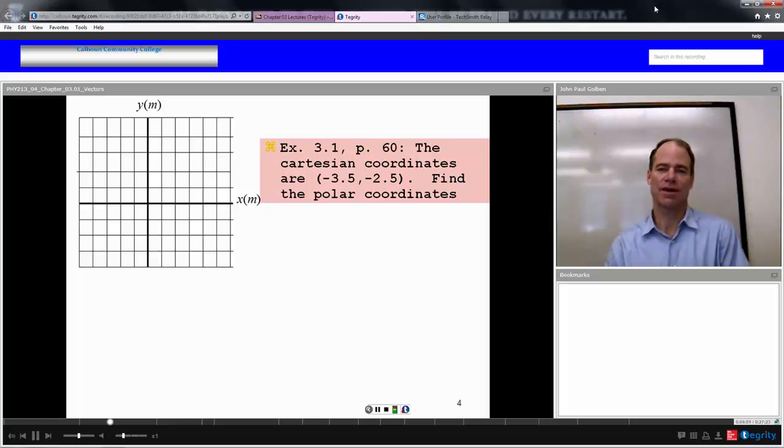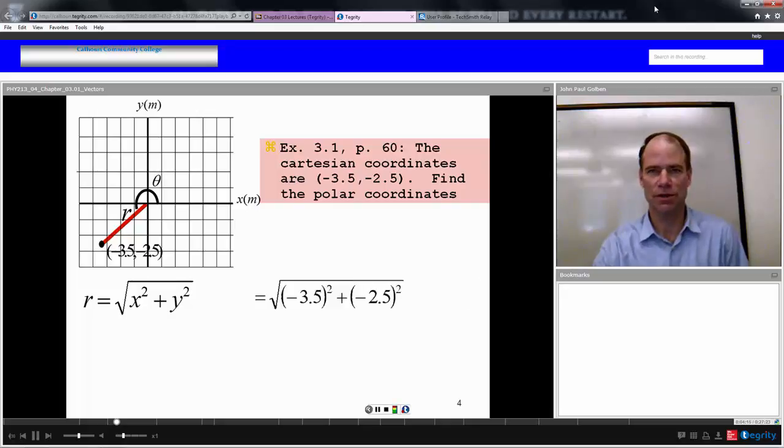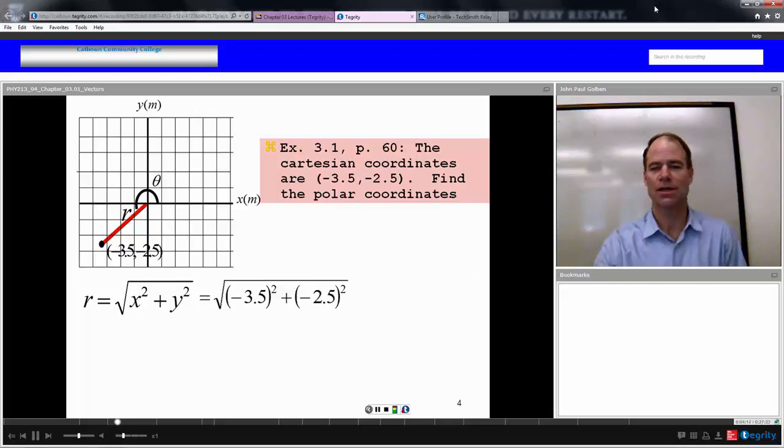Let's try this out. The Cartesian coordinates of a point are x equal to negative 3.5, y equal to negative 2.5. We wish to find the polar coordinates of this point. Well, let's find r. That's going to be the square root of x squared plus y squared. So square root of negative 3.5 squared plus negative 2.5 squared. The negatives, when they're squared, are going to be positive values anyway. And this will give us an r of 4.3 meters.